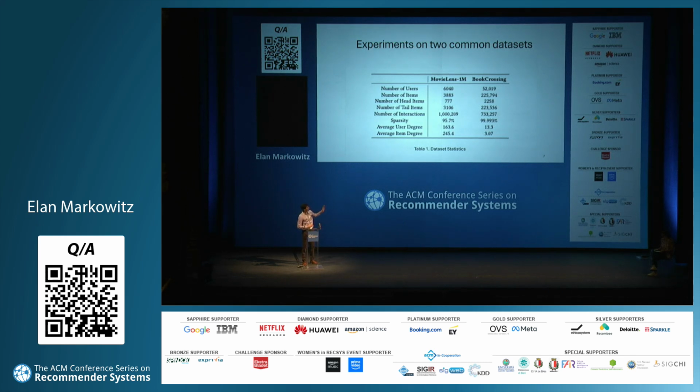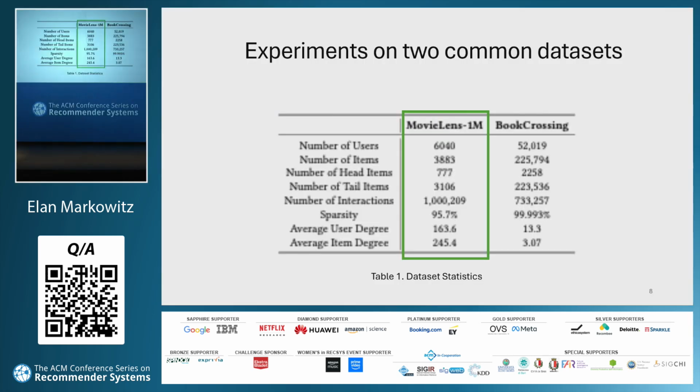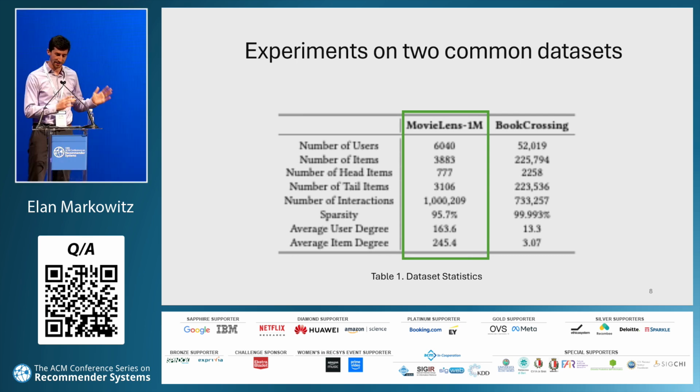We experiment on MovieLens and Book-Crossing. In this presentation, I'm mostly going to focus on the MovieLens data. Both have about 1 million interactions. MovieLens is a smaller distribution, with fewer items and users, but the results hold up with Book-Crossing as well.